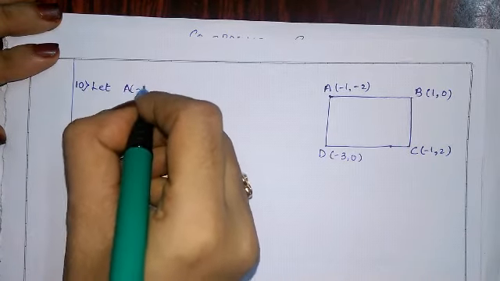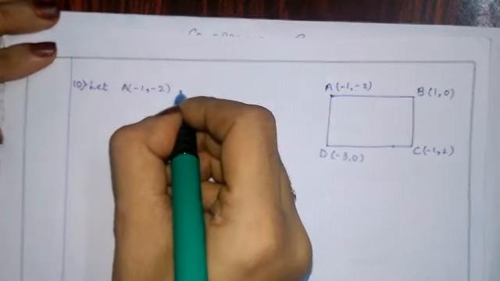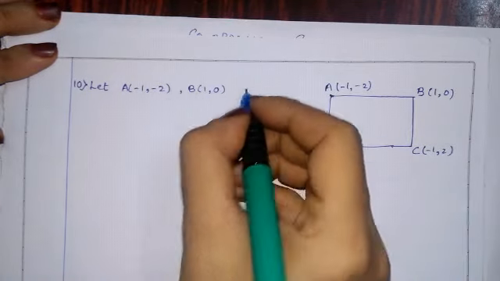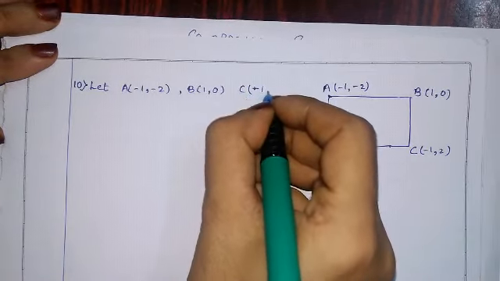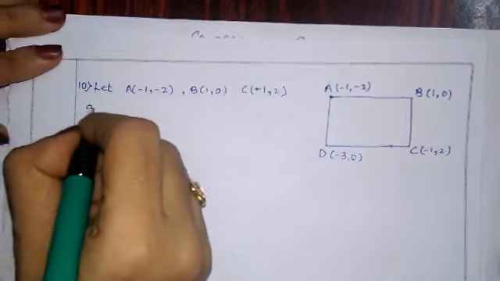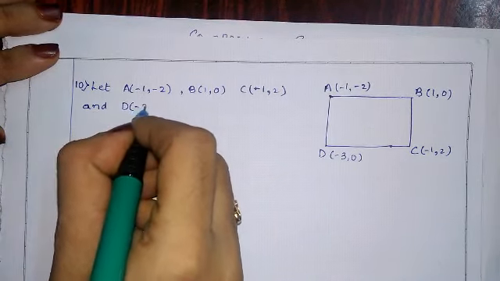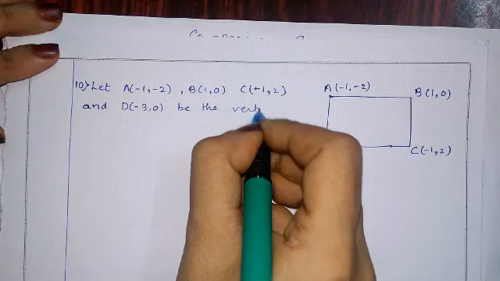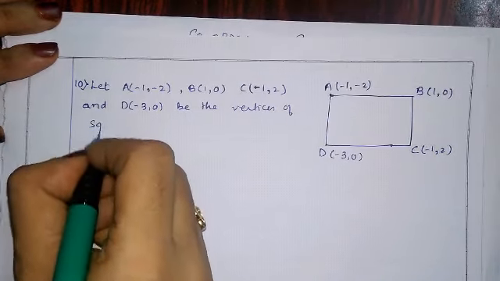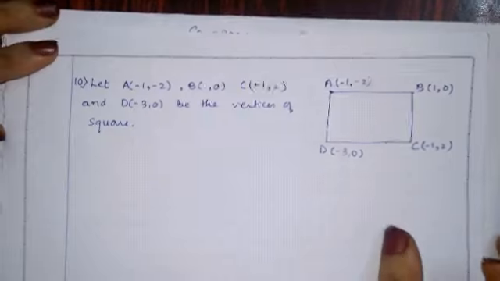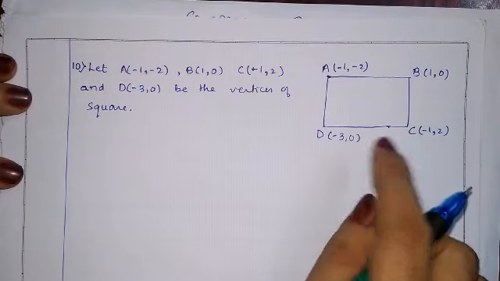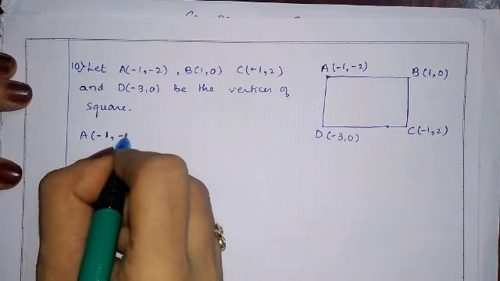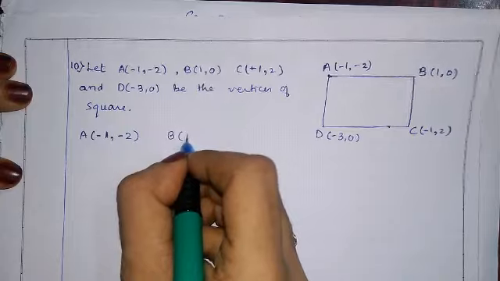Let A(-1, -2), B(1, 0), C(-1, 2) and D(-3, 0) be the vertices of a square. Now we have to prove that these points are the vertices. Let us take AB: A(-1, -2), B(1, 0).